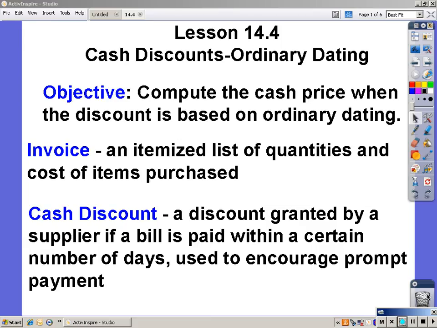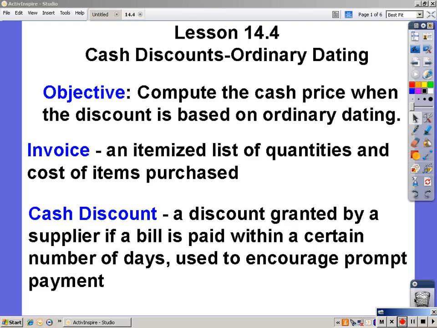Okay, lesson 14.4, cash discounts, ordinary dating. Your objective today is to compute the cash price when the discount is based on ordinary dating. You got a few terms. The first one is invoice. An invoice is an itemized list of quantities and cost of items purchased.